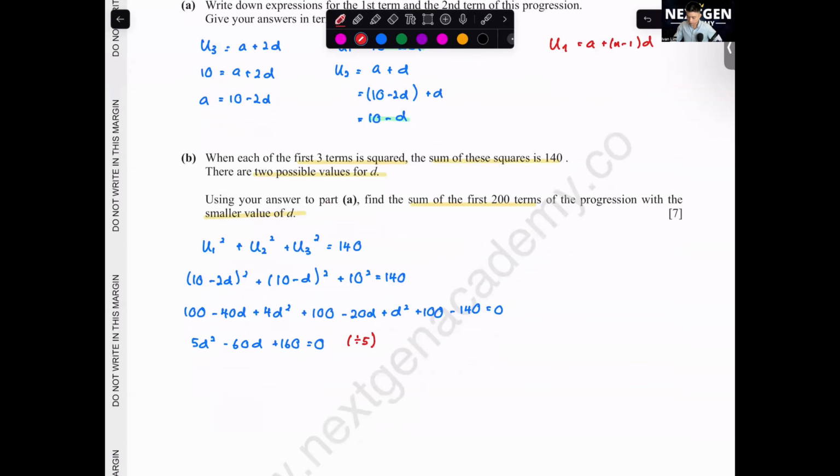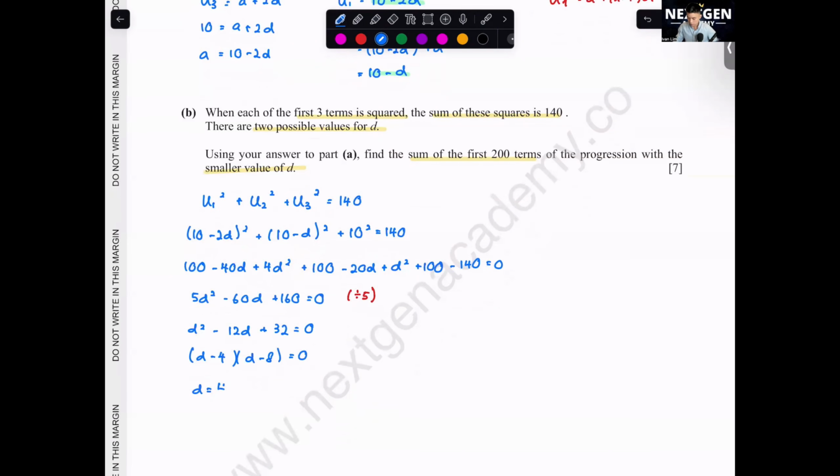We divide the whole thing by 5. This will be d square minus 12d plus 32 equals 0. Then here we will get (d minus 4)(d minus 8) equals 0. We get d equals 4 and d equals 8. We're going to use the smaller value, which is d equals 4.